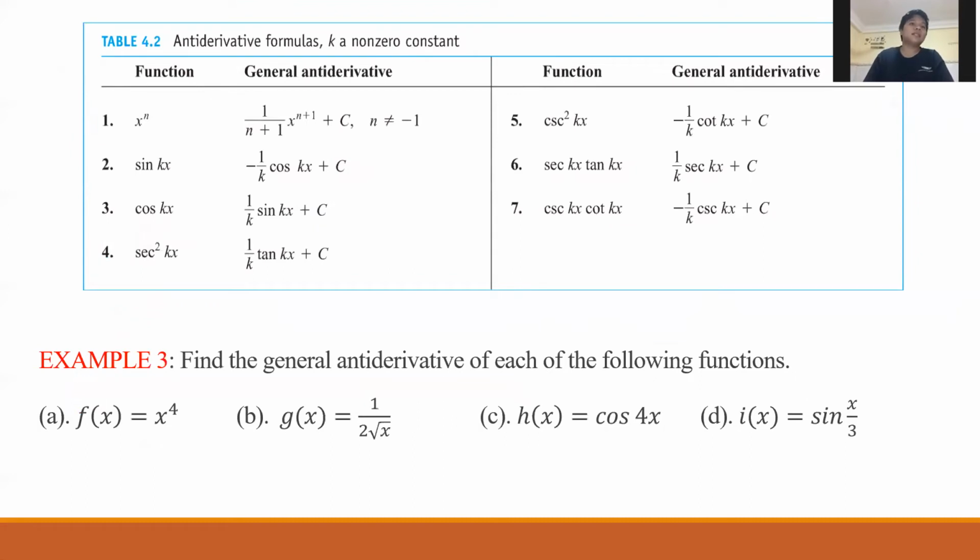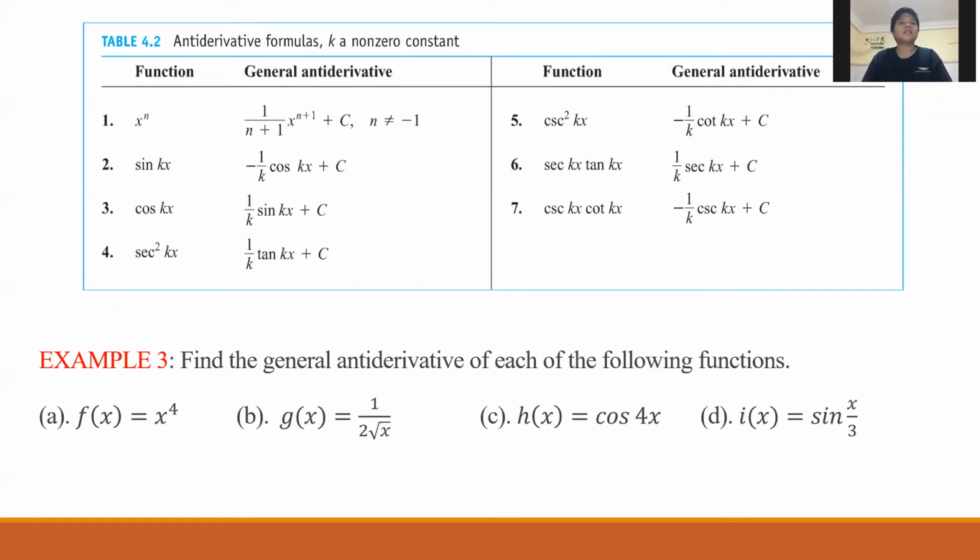Now, this is table 4.2, and it's about the antiderivative formulas, where k is a constant. This column shows the function, and this column shows the general antiderivative. 1. x to the power n, and its general antiderivative is 1 over n plus 1, x to the power n plus 1, plus C, where n is not equal to minus 1. 2. Sine of kx gives minus 1 over k cosine of kx plus C. 3. Cosine of kx gives 1 over k sine of kx plus C.